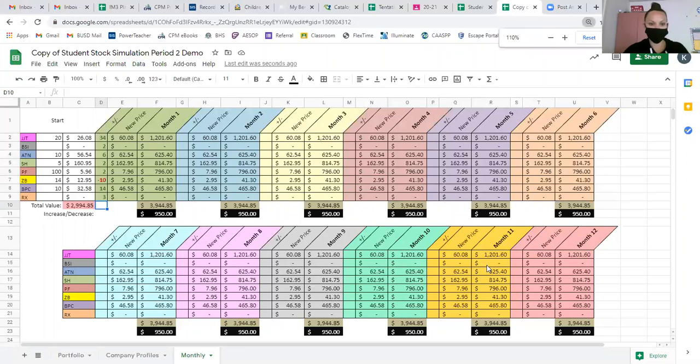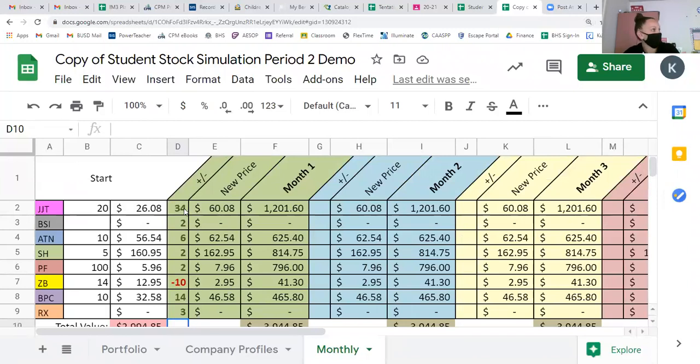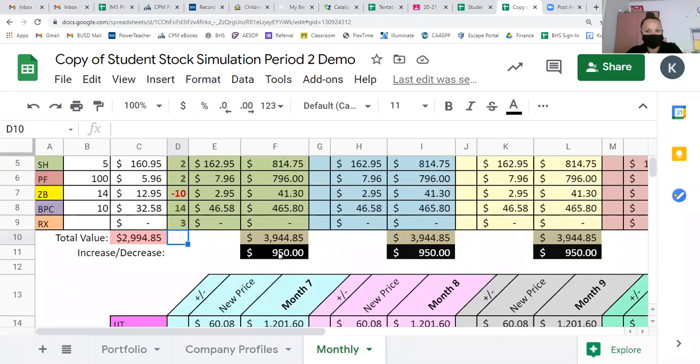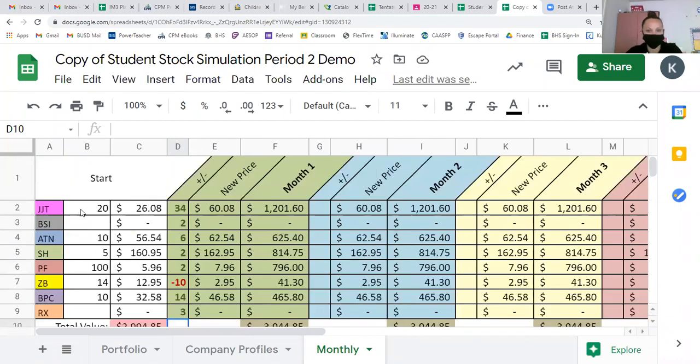Just zooming in. Again, it doesn't show the plus sign once you type it, but it knows. So it's adding, basically it's saying you're adding $34 per share. The price of JJ's Toys went up a lot. And this one, Zuberant, went down $10 a share. It's now only $2.95. We're not adding or buying any more shares. We're just writing it out for the year and seeing what happens. So you can see for mine, I made $950 because I had 20 shares of JJ's Toys in this example that I just chose.